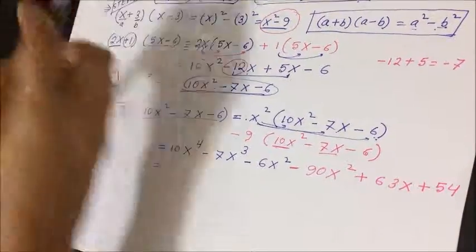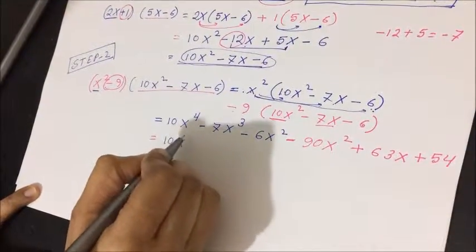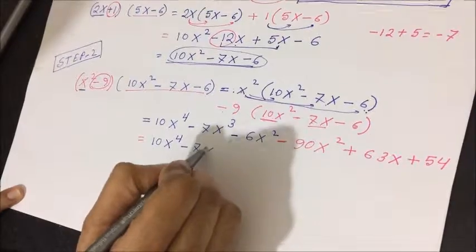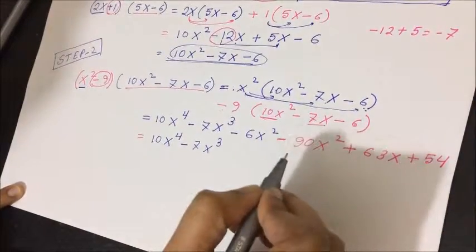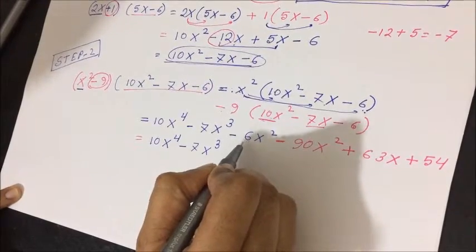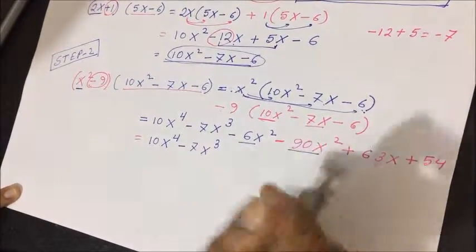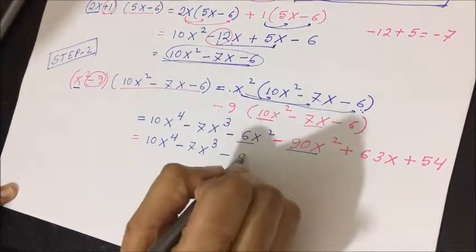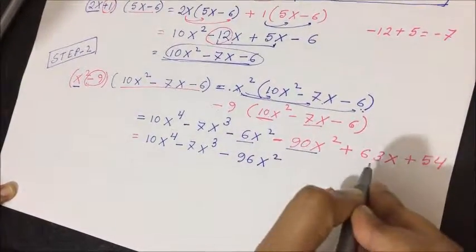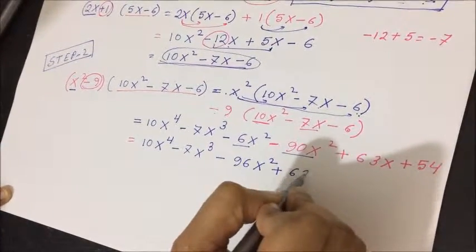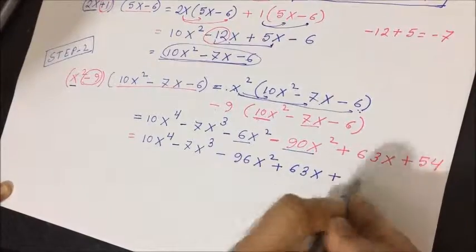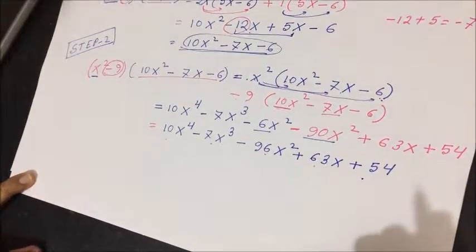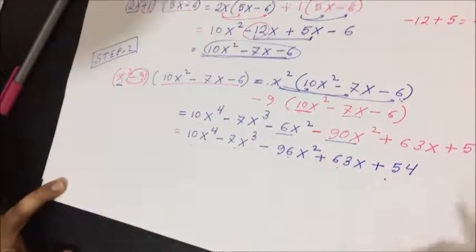If I do so, my x to the power 4 is only one term. Let's write down the 10x to the power 4. I don't have any other x cube, so minus 7x cube will be the same. But there is more than one x square term, 90 and 6. That's going to give me minus 96x square. There is only one x, that means 63x, plus the last one, my 54. So I am going to get 5 terms from there. That should be my final answer. Thank you.